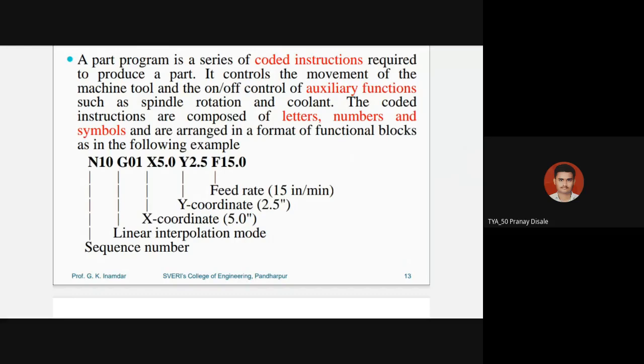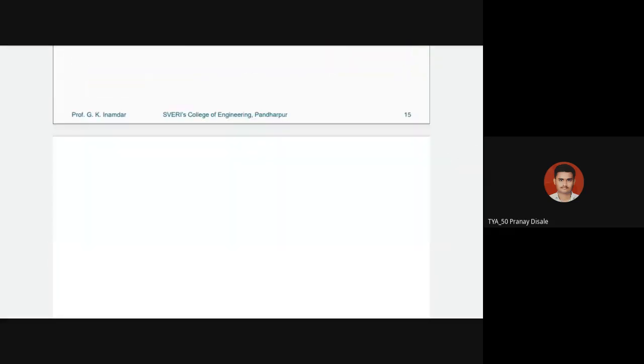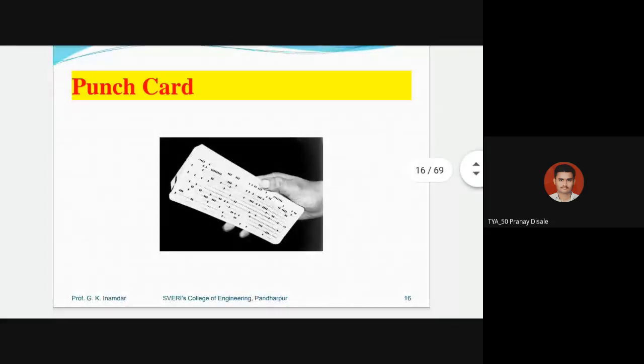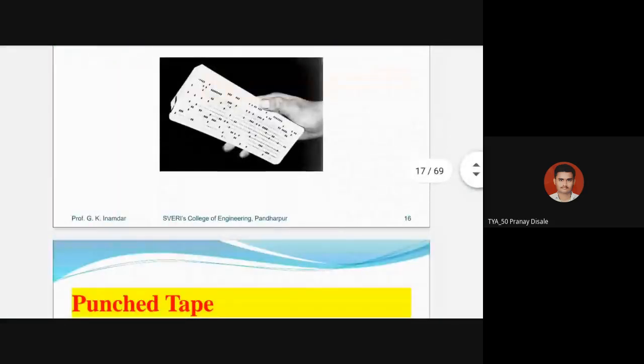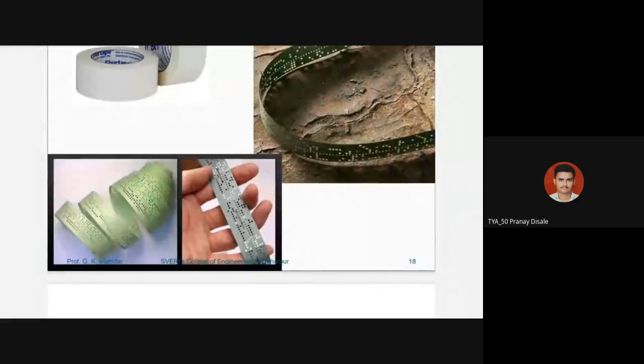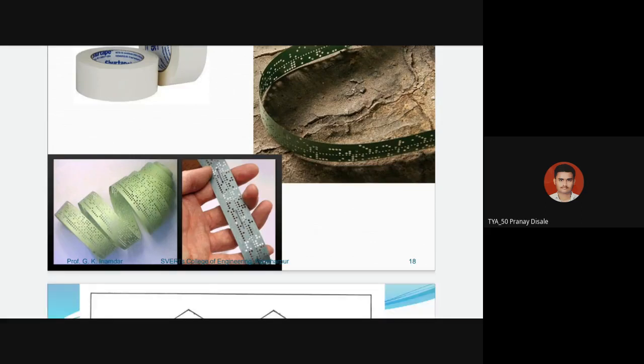Different input devices: depending on the size of the file, this gives time for opening. Punched tape is also an input device, and punched tapes are used for the NC system. But in today's industry, a memory card is directly available. We can transfer the program to a memory card, and that memory card is inserted into the NC machine. This is today's innovation.